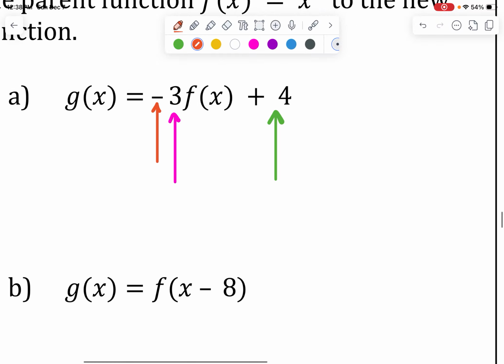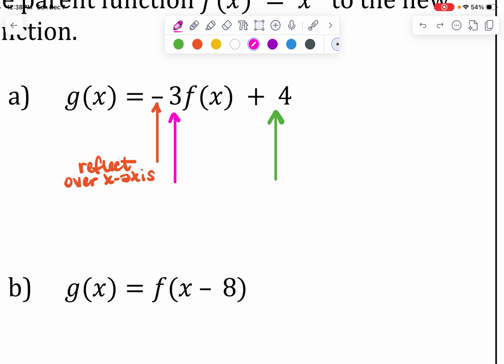The negative in the front is a reflection over the x-axis, which we should all know because that's how we know that a parabola opens downward. What makes a parabola open downward? A negative in the front, because that's a reflection over the x-axis. So that should be an automatic.